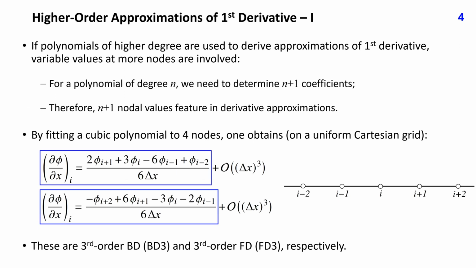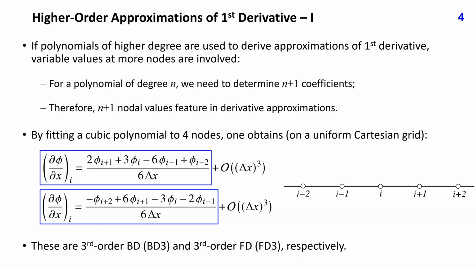In Lecture 4, derivation of approximations for first and second derivatives using polynomial fitting was described for second-order methods. If we want to derive an approximation of a higher order, we need to involve variable values at more neighbor nodes than just the left and right neighbor, I plus 1 and I minus 1. By fitting the function to a polynomial of degree n, we need to determine n plus 1 coefficients. Therefore, we need to fit the polynomial to variable values at the node I and n neighbor nodes.